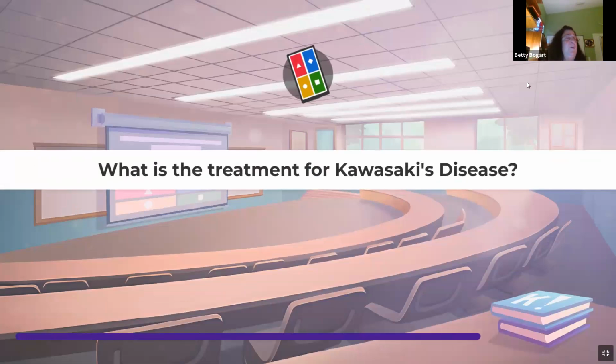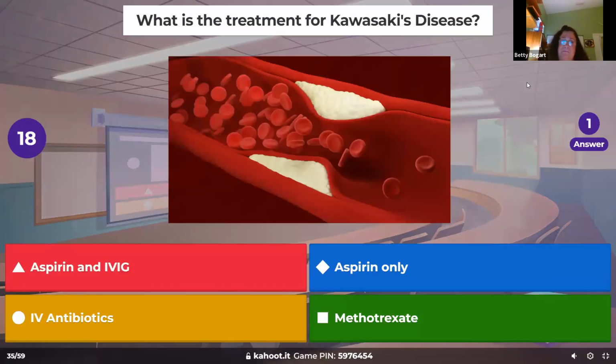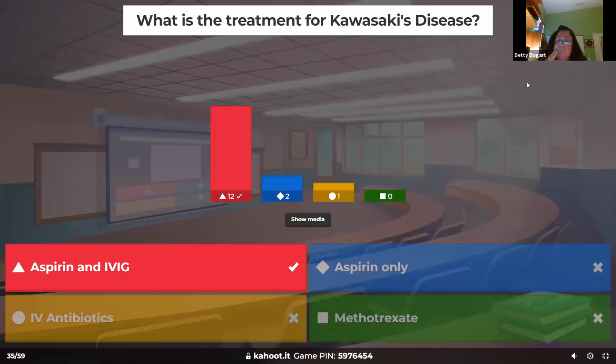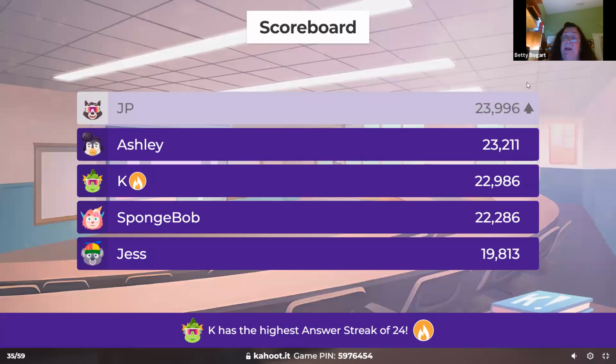What is the treatment for Kawasaki disease? Aspirin and IVIG, absolutely. This child has a virus, so antibiotics are not going to work, okay? You don't give antibiotics to a virus.